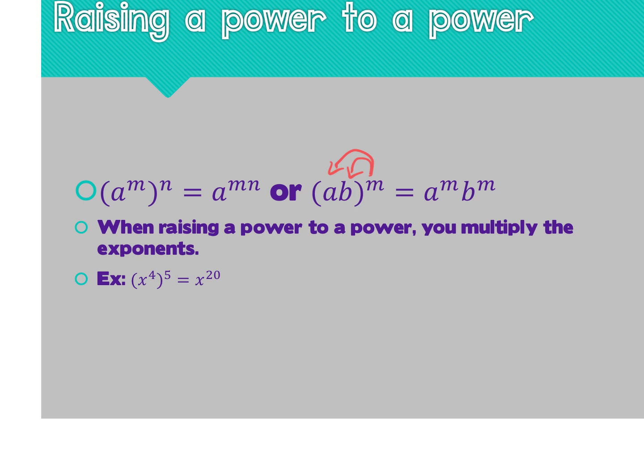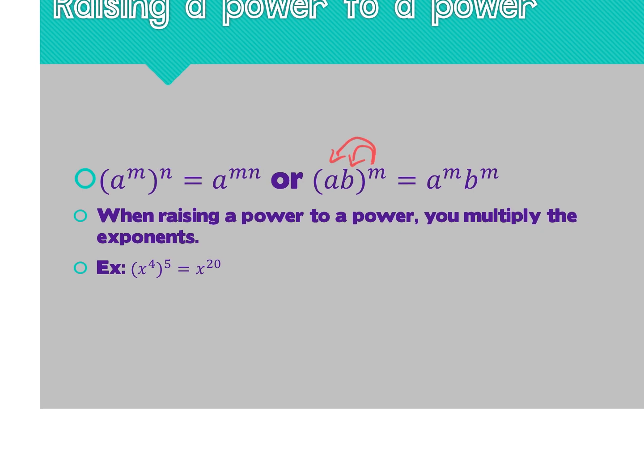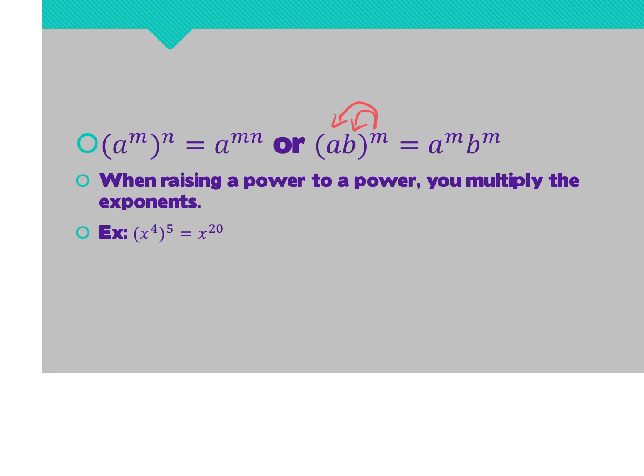Here's an example with an x. I just take the 4 and the 5 and I multiply them. So for example, let's do another one. Let's say it's x squared raised to an exponent of 3. I take those two exponents and I'm going to multiply them. So this would give me x to the 6th.